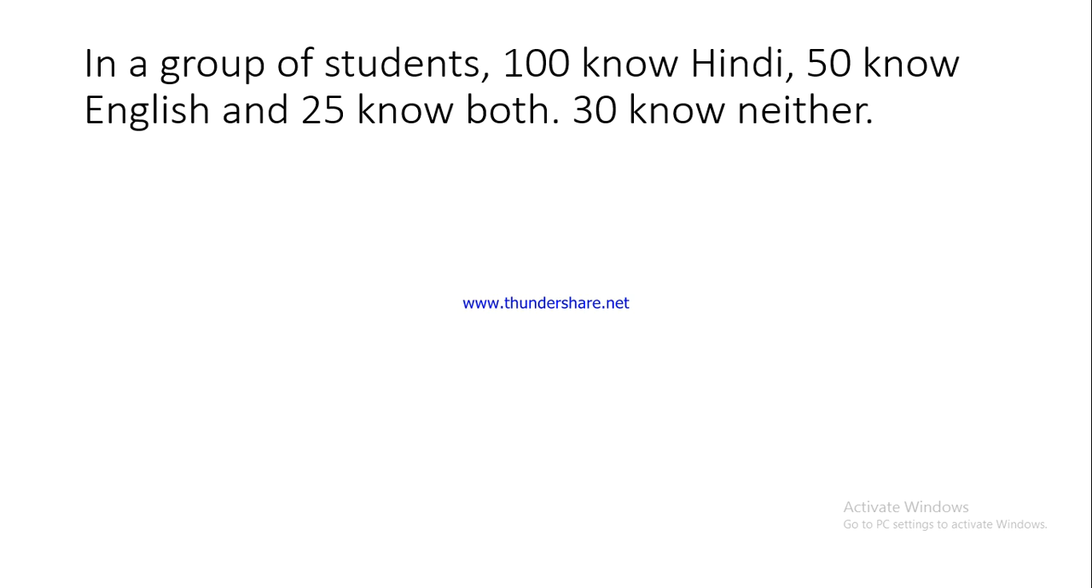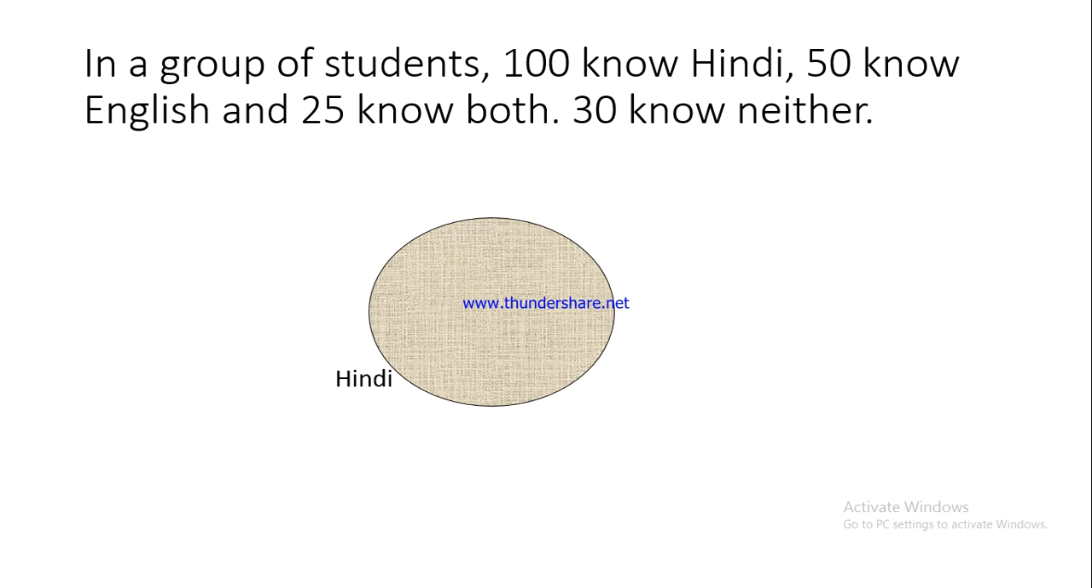In a group of students, 100 know Hindi, 50 know English, and 25 know both. 30 know neither. So there are 30 students who know neither Hindi nor do they know English. So they don't know either Hindi or English, right? So now let us try and solve this question. Again, the same method that we used the last time, and we are putting in the values.